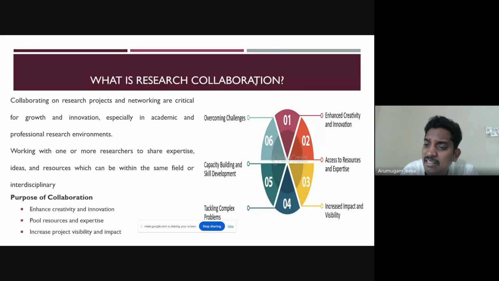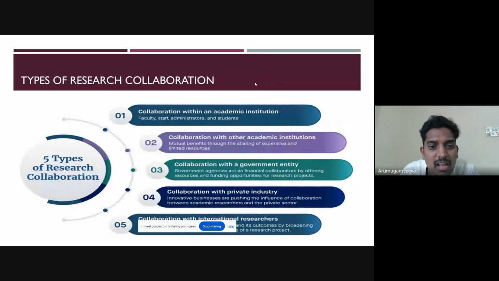This collaboration is very important to enhance creativity and innovation, access to resources and expertise, and it really helps to increase impact and visibility, right? There are five types of collaboration possible in the academic and research arena. One is collaboration within the academic institution. For publication, we collaborate with our own faculty, our own department, and our own staff. This is called collaboration within the academic institution.